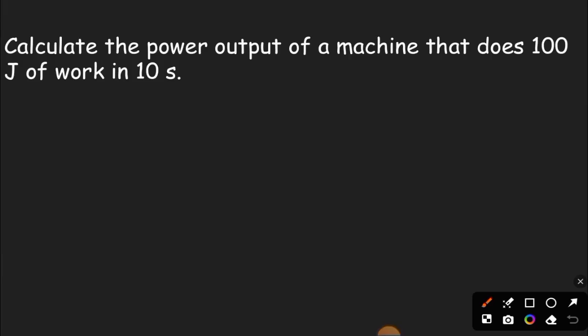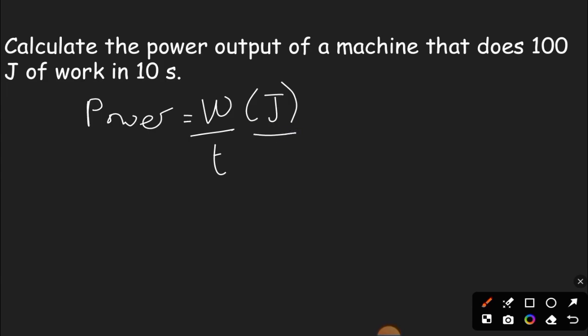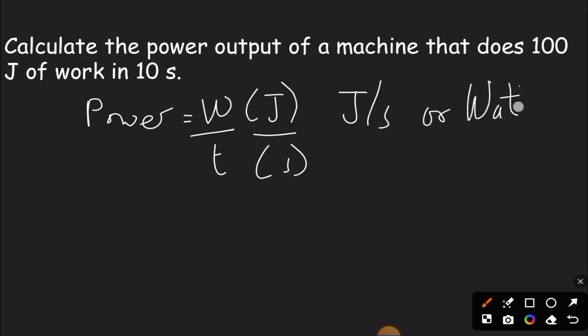Calculate the power output of a machine that does 100 joule of work in 10 seconds. So power, that's what we are looking at in this series. Power is the rate at which work is done. So power equals work done over time taken. The unit for work is joule over the unit for time, seconds. So the unit is joule per second, or watt, capital W-A-T-T, watt.